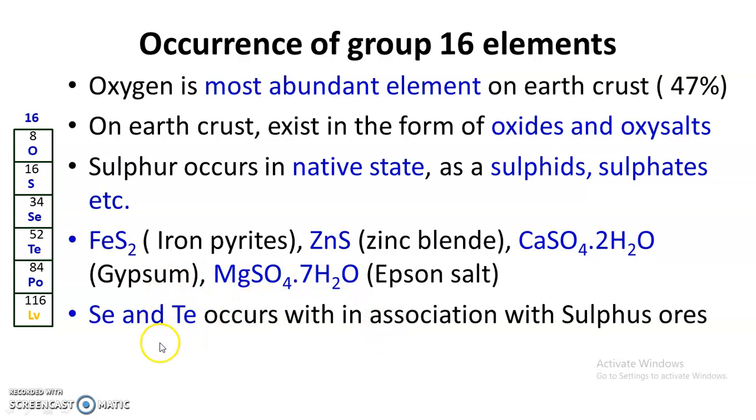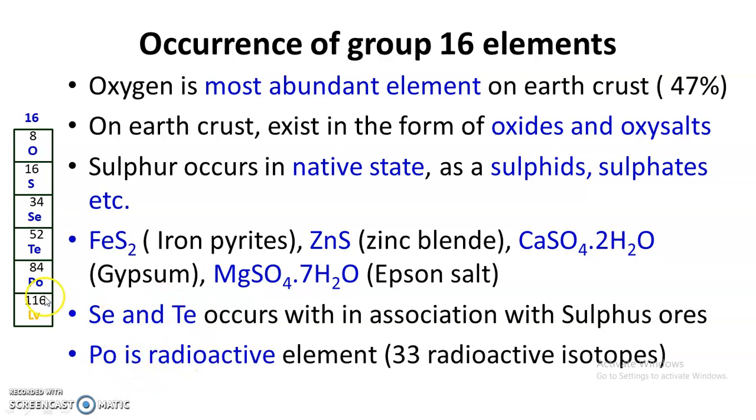Now selenium and tellurium, these elements occur in association with sulfur ores. Along with these ores, selenium and tellurium occur in the combined state, and at the time of isolation of sulfur, selenium and tellurium are also isolated in trace quantity.